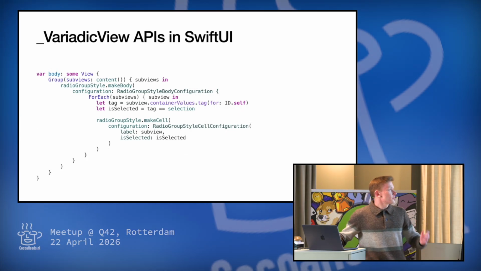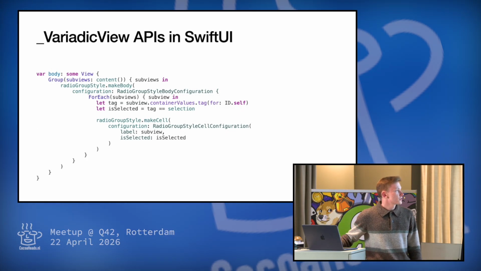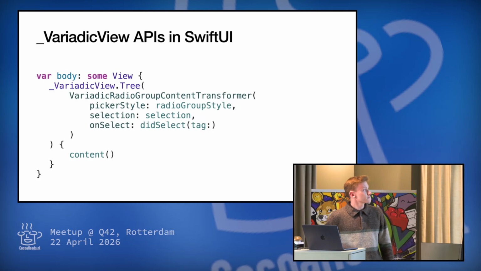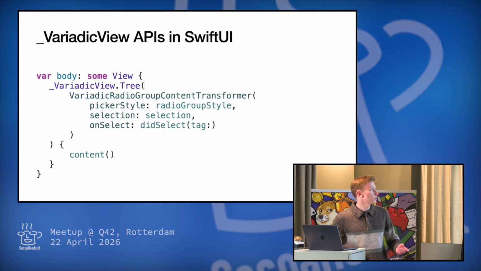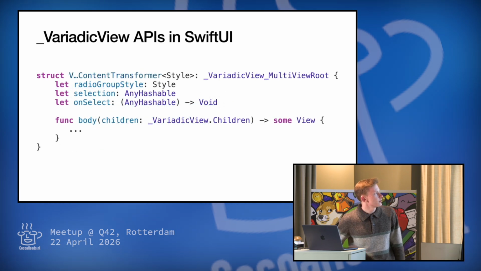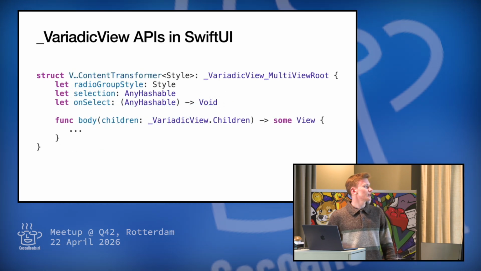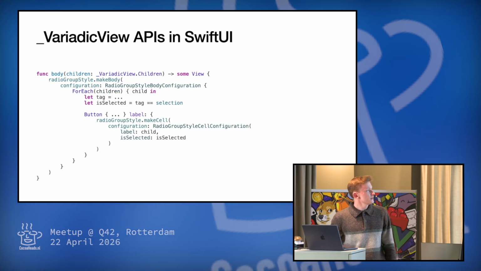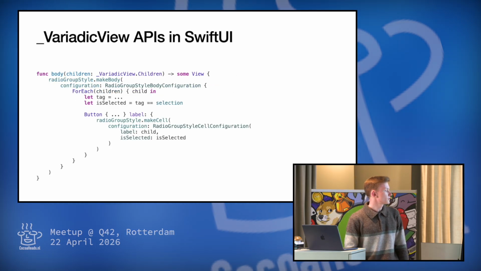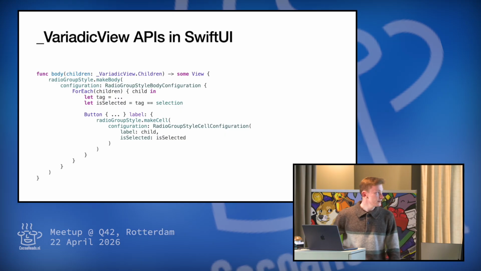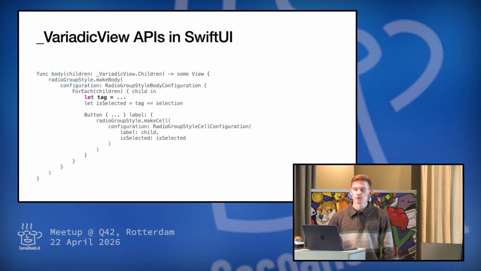So this is what we have for iOS 18. We can do a short refactor to use Variadic View instead. And it wants a transformer, so that's a little bit more refactoring. So here's the interface. And the body, this is now just almost copy-pasted from what I have. The only thing that really needs to change is how we extract the tag from the view.